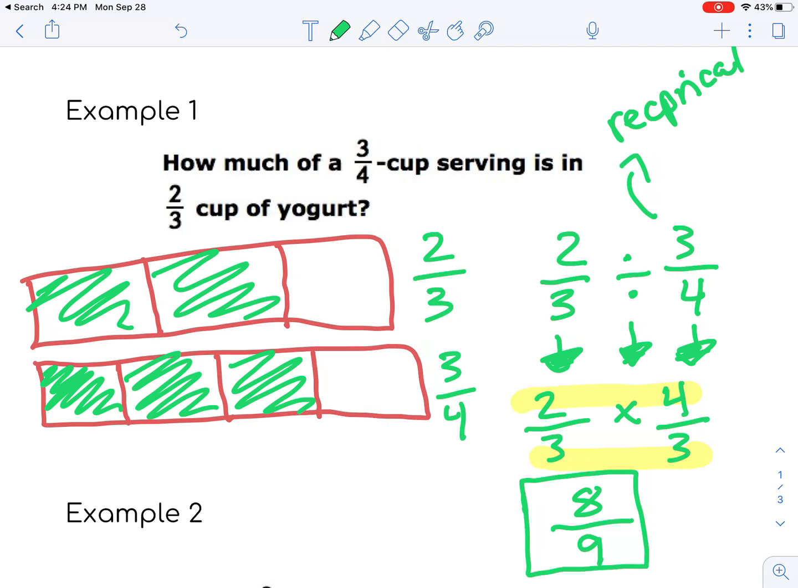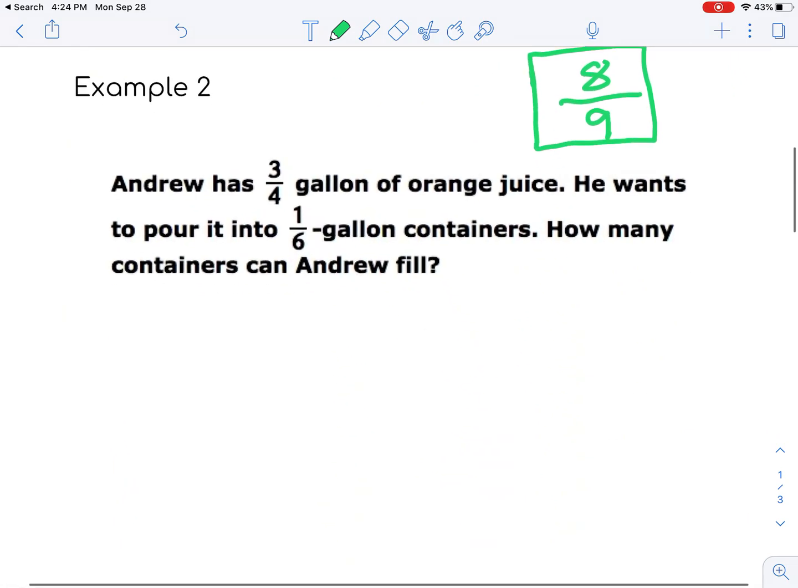All right, let's try another one. Andrew has a 3/4 gallon of orange juice. He wants to pour it into a 1/6 gallon container. How many containers can Andrew fill?